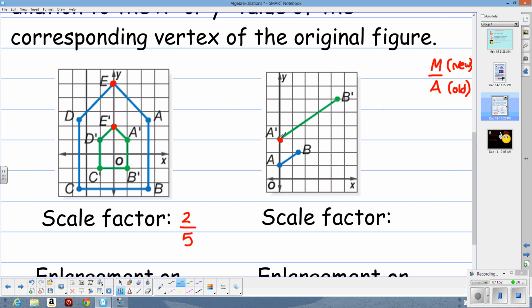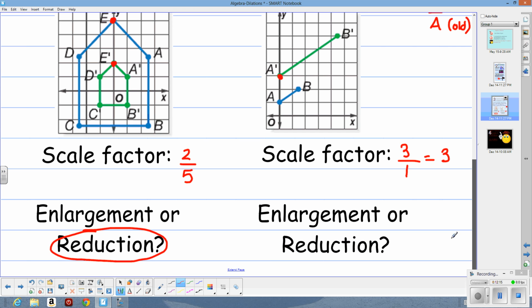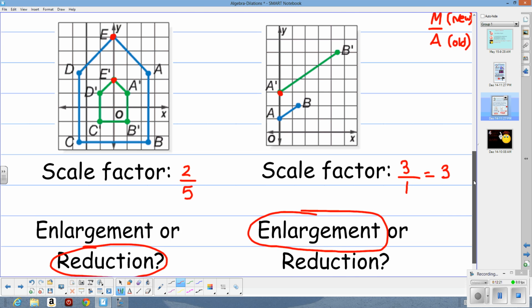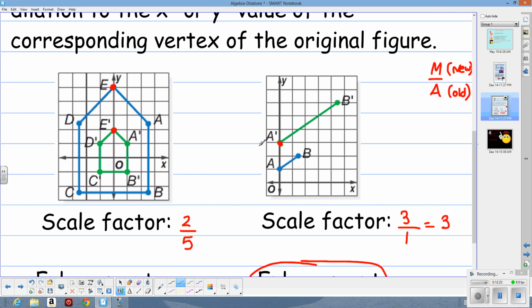And I'm going to compare the y values because, once again, the x values are the same number in this case. So the y number for this ordered pair is 1, 2, 3. And when I compare that to the original or the old one was 1. 3 over 1 is 3. And since that is a scale factor greater than 1, it's going to be an enlargement. That means our new one is going to be 3 times the size of our old one, which makes sense by looking at the picture.